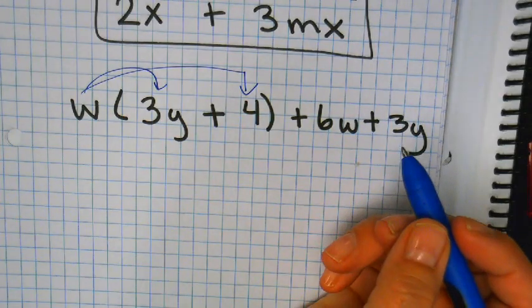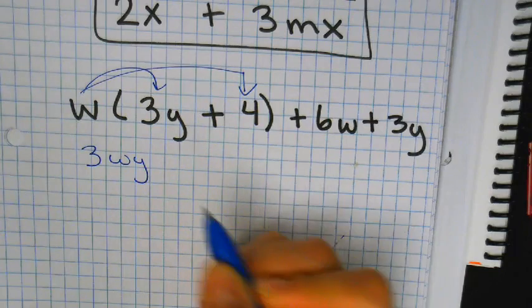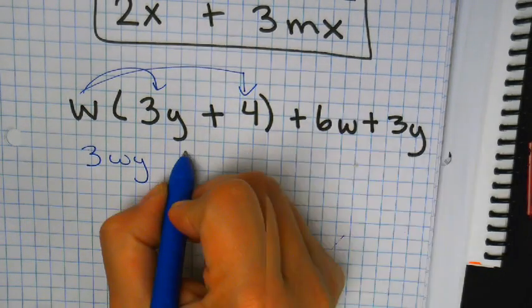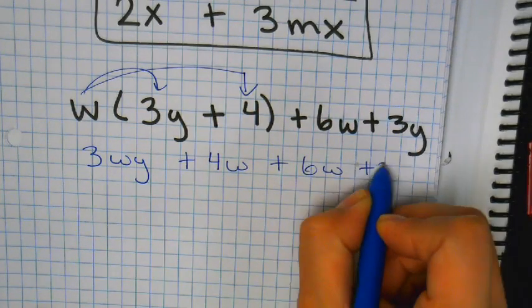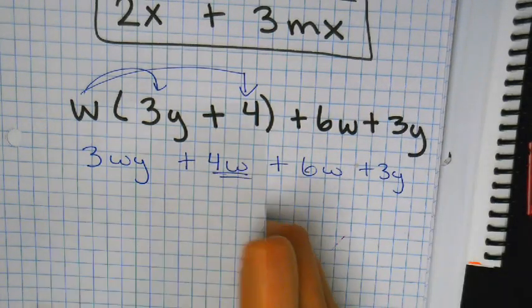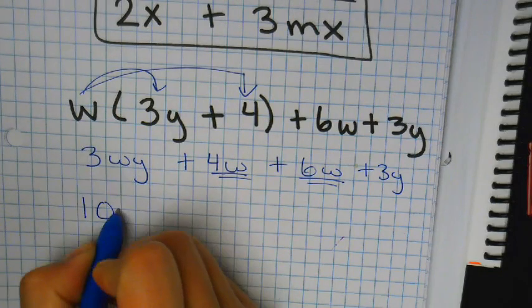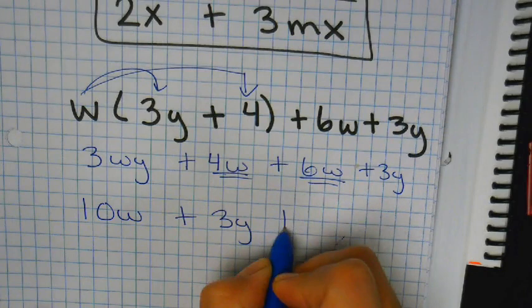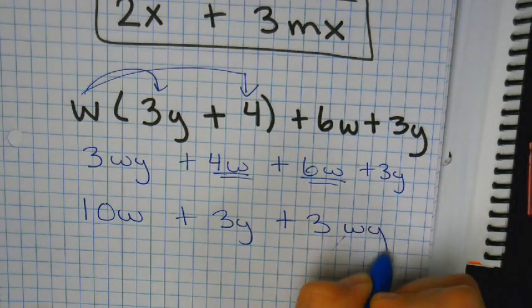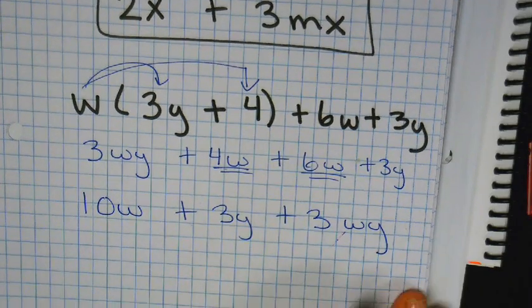All right, so we get 3wy, right? X, Y, Z, yep. Plus 4w plus 6w plus 3y. I got the answer. So in alphabetical order, we have 10w plus 3y plus 3yw. Right? That's the answer.